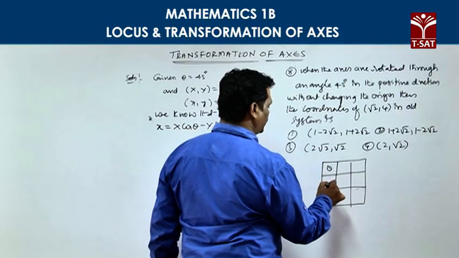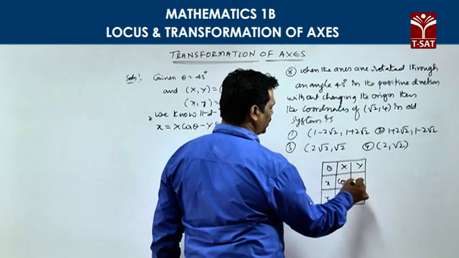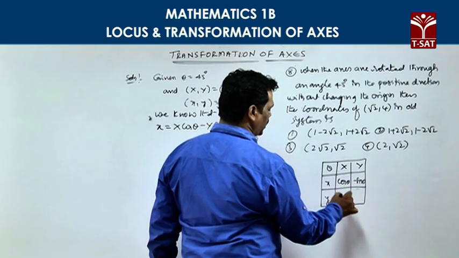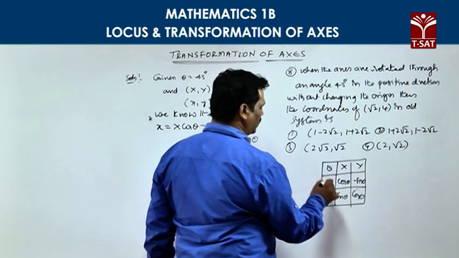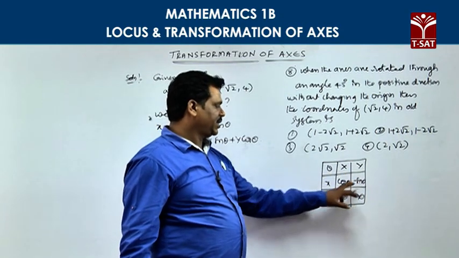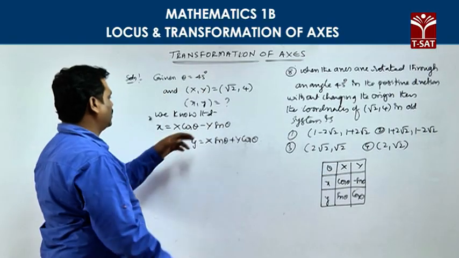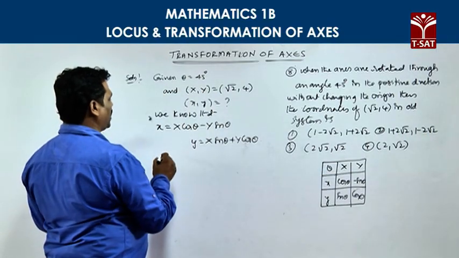Theta. This is small x and small y, capital X and capital Y. So here cos theta, minus sin theta, sin theta, cos theta. So you want to find small x, X cos theta minus Y sin theta. Small y is equal to X sin theta plus Y cos theta. So here theta is given and capital X, capital Y are also given.